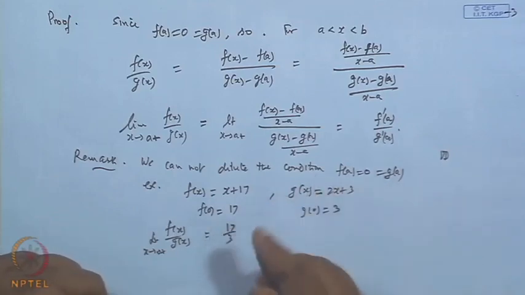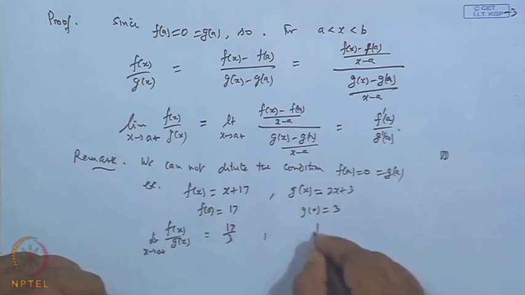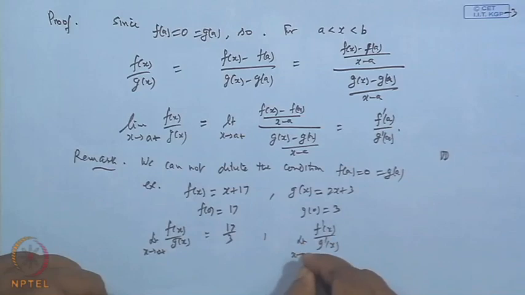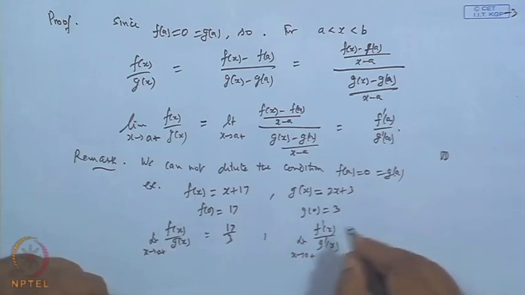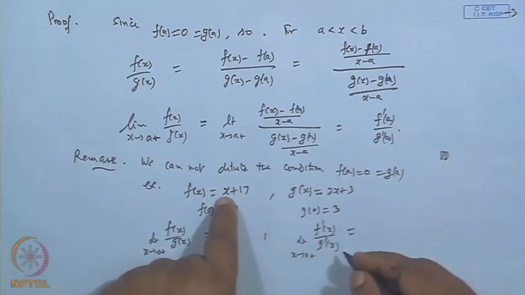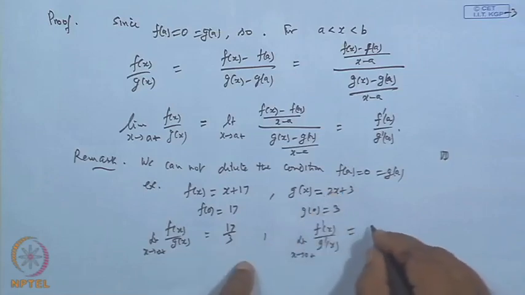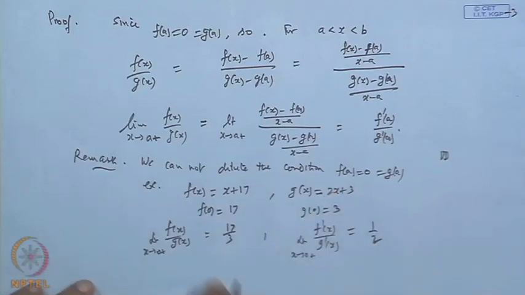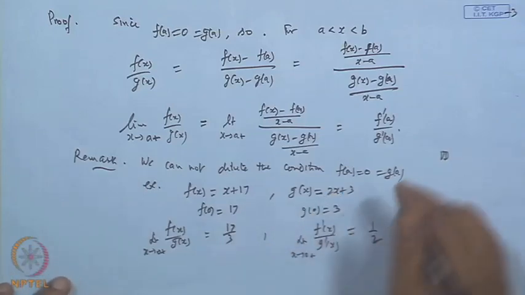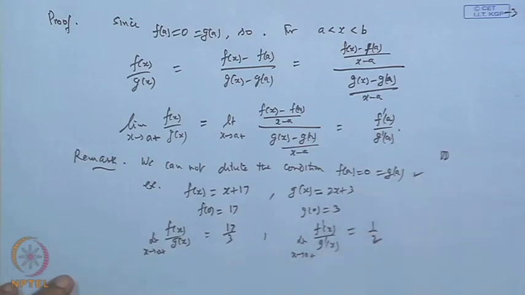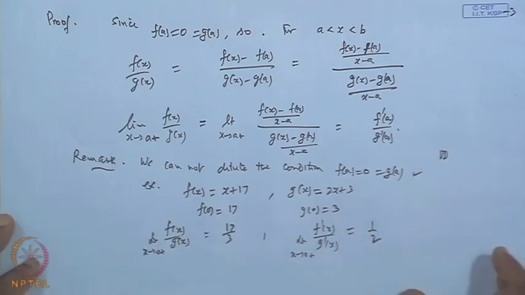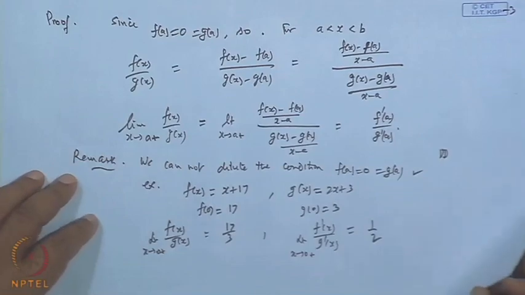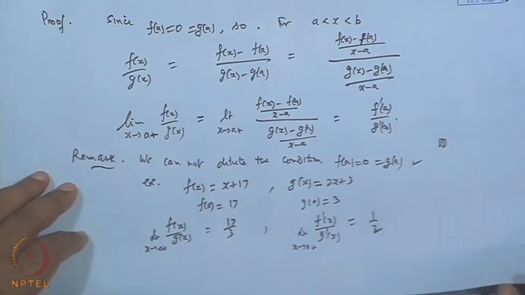Okay. But when you take the limit of the derivatives as x tends to 0 plus, the derivative here is 1, here is 2. So this comes out to be half. So basically both differ. The reason is that we have violated this condition. So this result is no longer valid if both are not having the value 0 at the point a.